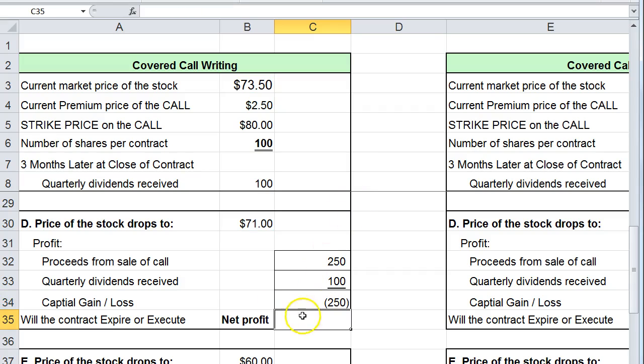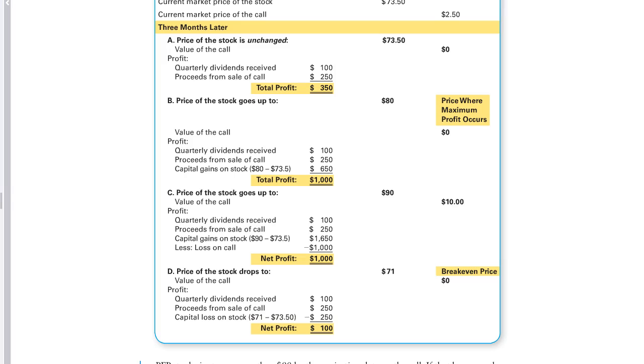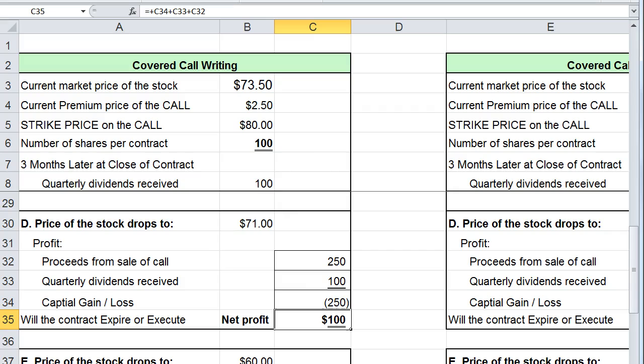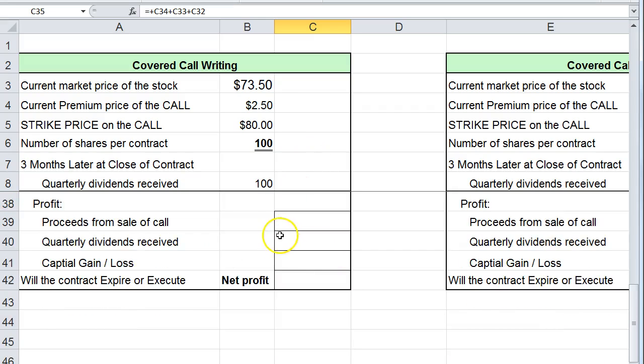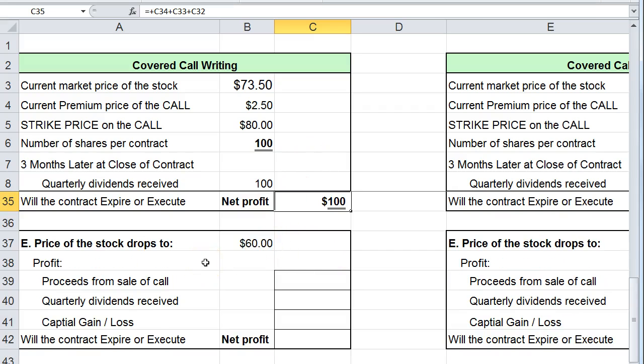Okay, so you see a loss of 250. So my profit, if I add these three together, I have a profit of 100, which matches the textbook. Good. Now, what if the price drops to 60?